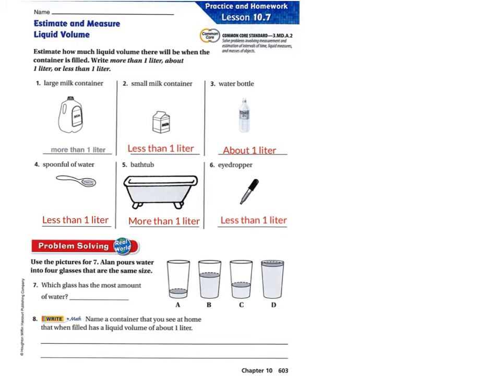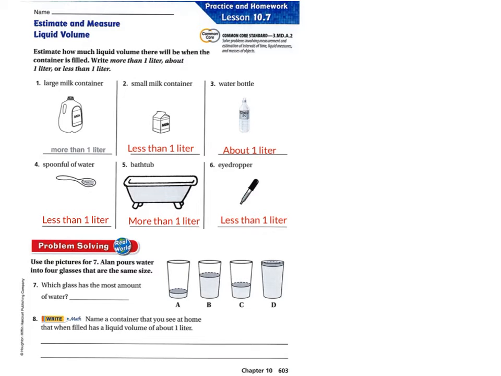Number 4, a spoonful of water. That is definitely less than 1 liter. Remember, that water bottle, that's about 1 liter. So if I only have a spoonful of water, it is definitely less. Number 5, a bathtub is more than 1 liter. Remember the water bottle. That water bottle is 1 liter. If I poured that water bottle into the bathtub, there would be a lot more room in it. So it is definitely more than 1 liter.